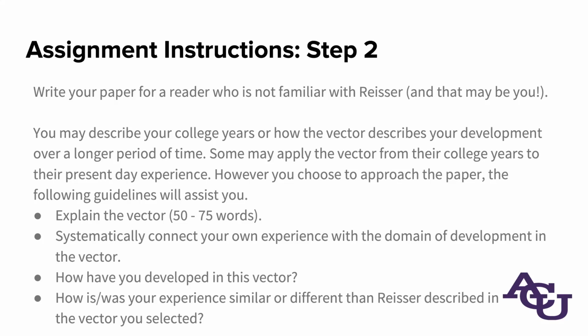But whatever you choose, and those aren't the only options, you're going to want to spend at least a few sentences describing the vector that you've chosen, and then systematically connect your own experience with the domain of development in this vector. And along the way, explain how you've developed in this vector and how that relates to what Chickering described. Because you could go about it and say, well, Chickering says these things happen in this order, that did not happen for me. Or it could be, yes, it did happen more or less as they said, and here's what I would do next time around, or advising students because of that, whatever the case may be.